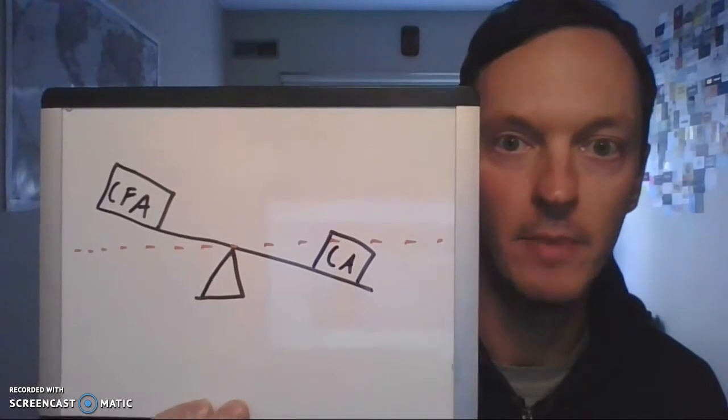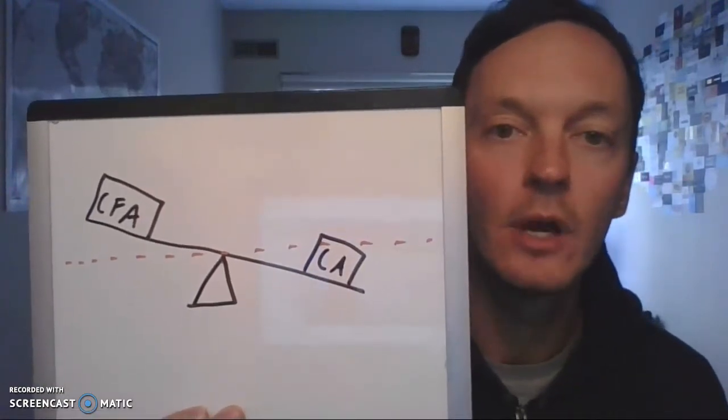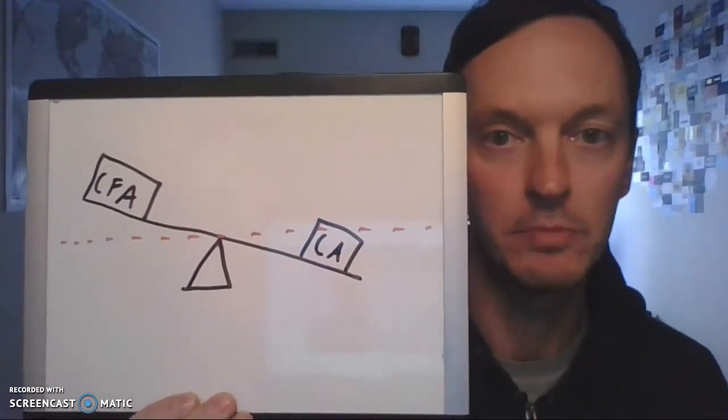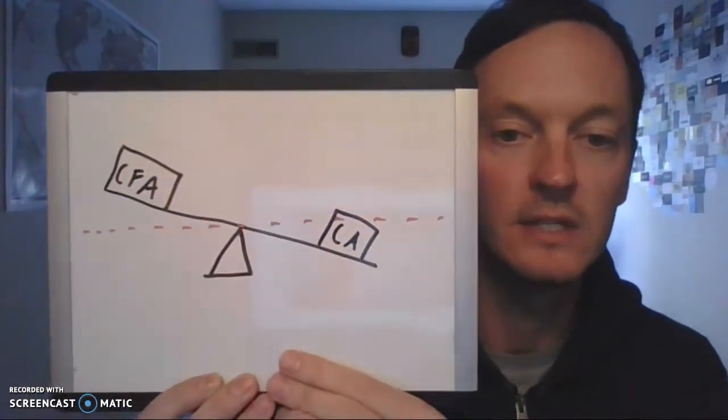Now, why I draw it as a seesaw is due to the nature of these two sub-accounts within the balance of payments. If one of them goes up, the other has to go down, for reasons I'll explain in a little bit. But I want you to think of these as a seesaw.